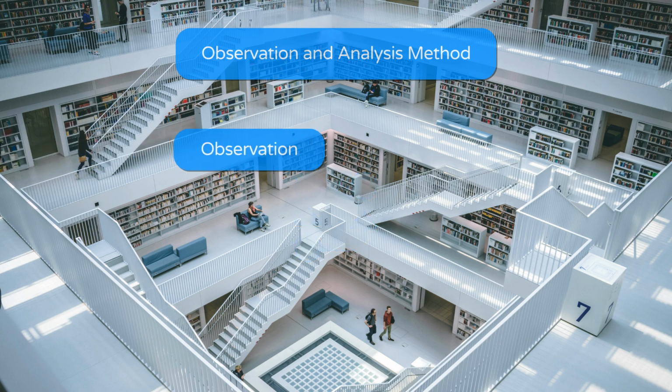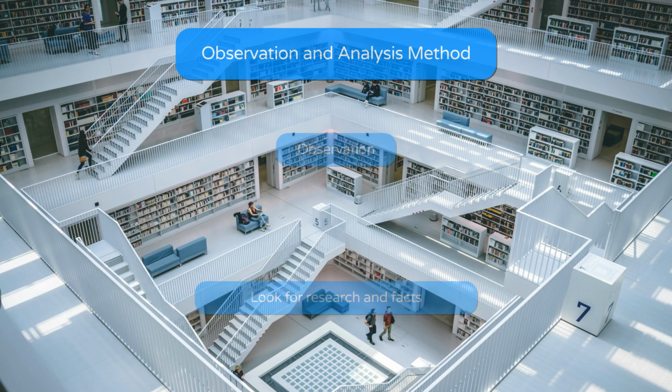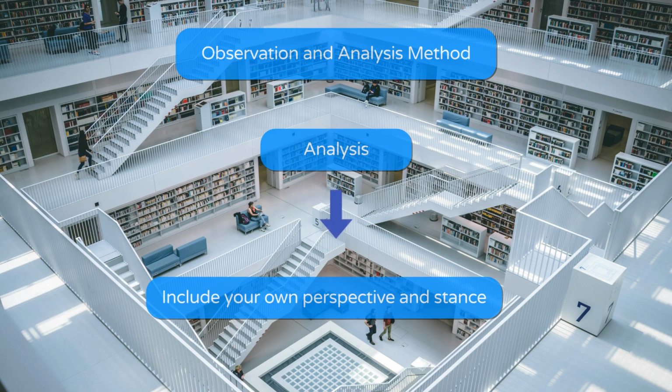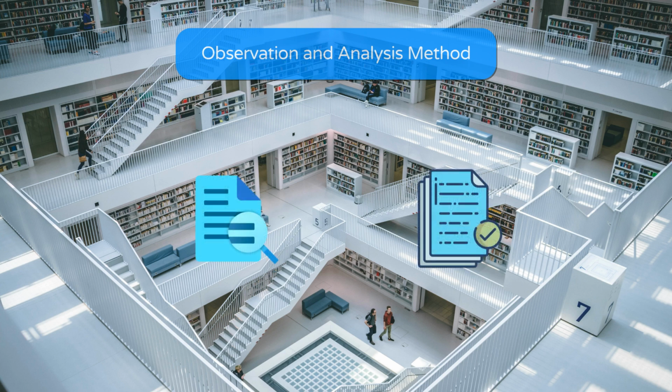In the observation phase, you should look for research and facts about your subject so your readers can easily be convinced. The second step is analysis. This is where you get to include your own perspective and stance. Your readers may not agree with your perspective, but that's the power of this method. The idea is that analysis is argumentative, but you have your observation to back it up with facts.